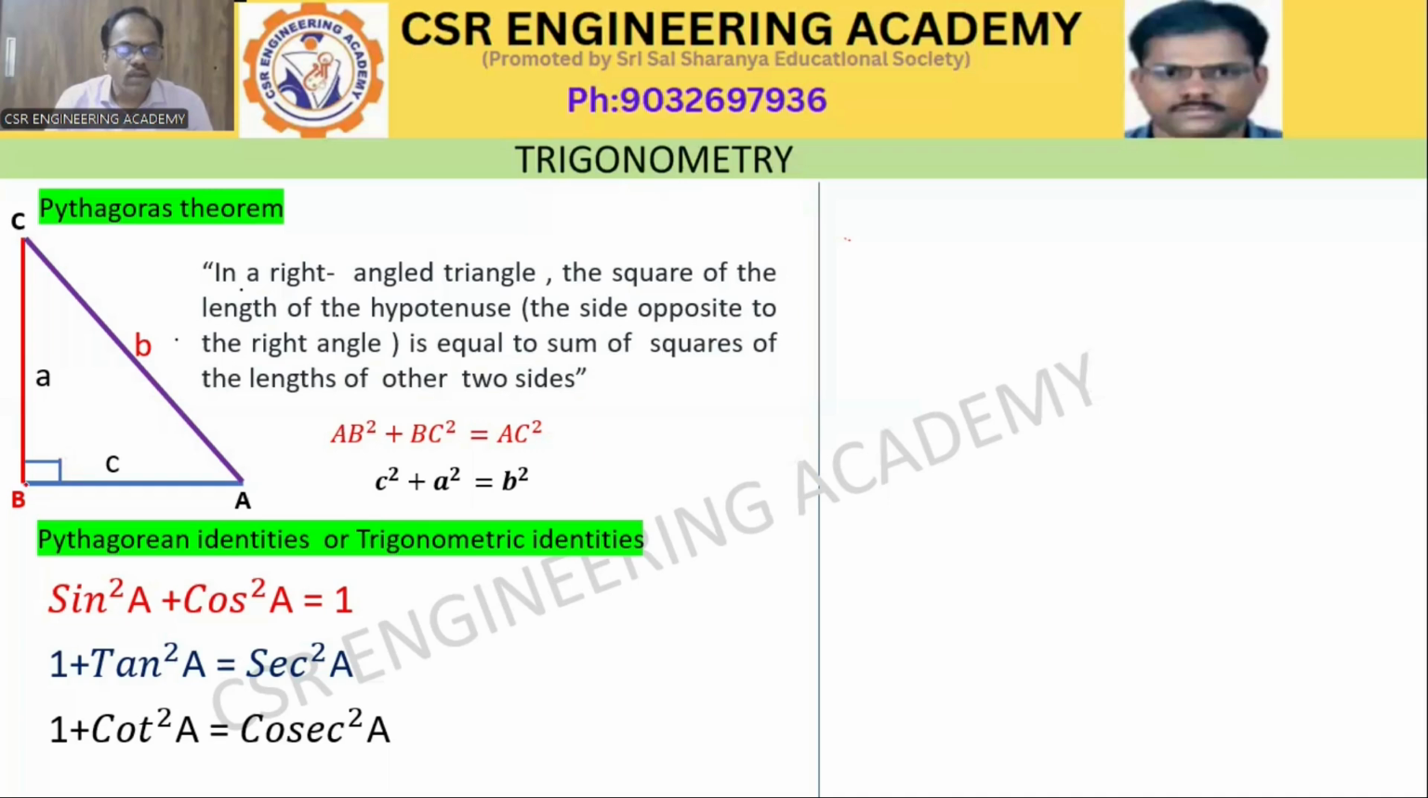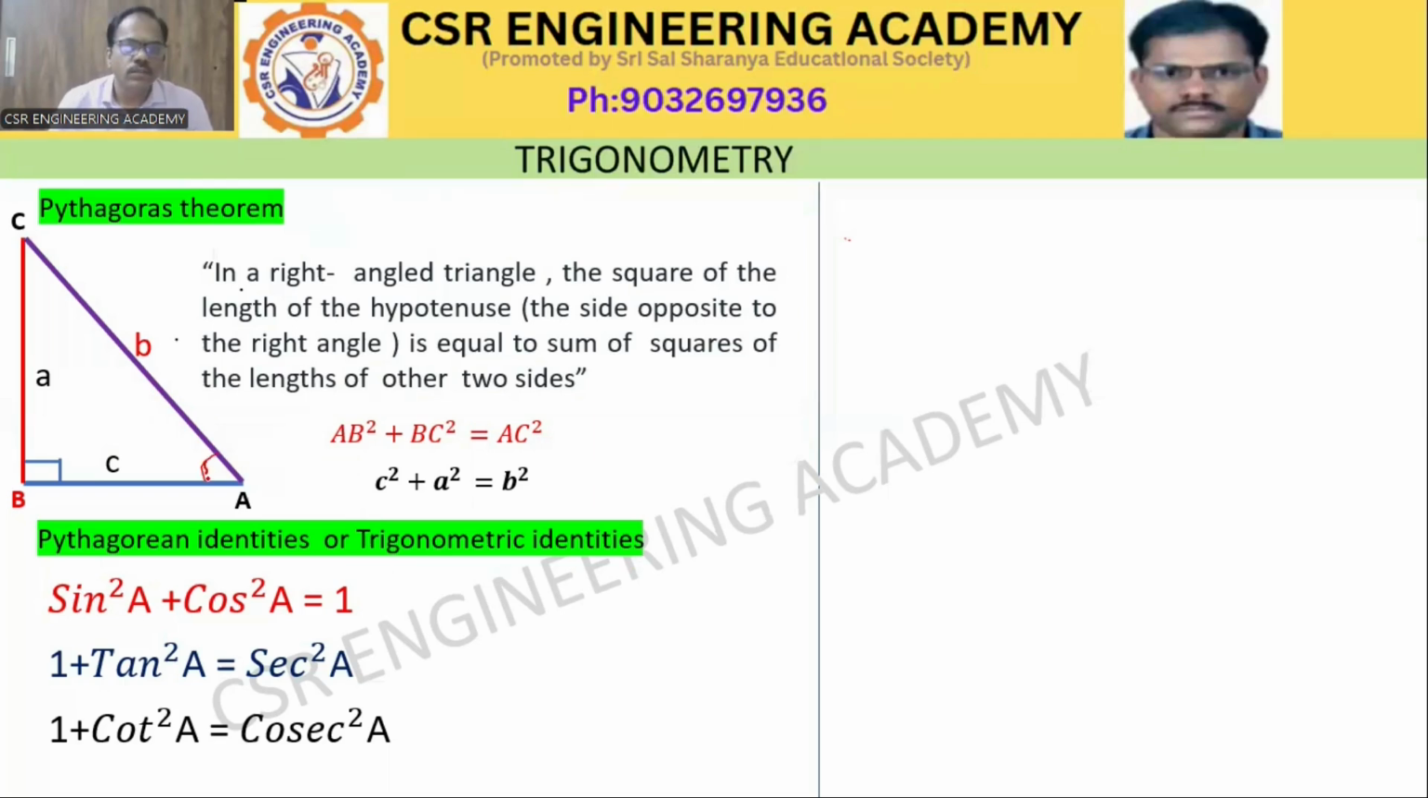The angle opposite to the right angle is small b, that is the length of side AC; base length AB is small c; vertical side length BC is small a. By definition, c square plus a square is equal to b square. Here we see some Pythagorean identities, or trigonometric identities.